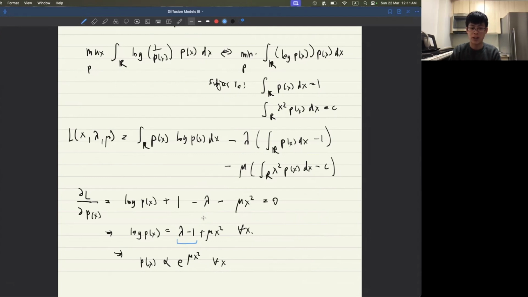Lambda is a dual variable over here. If you take the exponent, e to the power of lambda minus 1 really takes on the role of a normalization variable to make sure that the probability distribution is normalized and integrates out to 1. The upshot here is that p(x) is proportional to e to the power of mu x squared. The only distribution with this property is the Gaussian distribution. In particular, this mu must be negative because it doesn't make sense for the probability density to explode at the tail. That will never integrate out to 1. So the upshot here is that the probability distribution that maximizes the entropy is the Gaussian probability distribution.